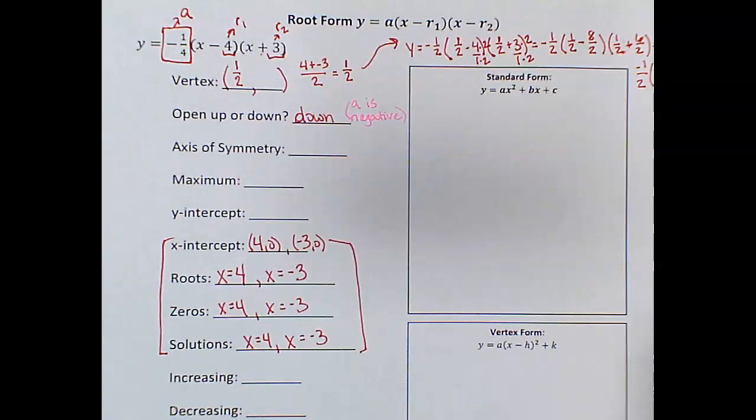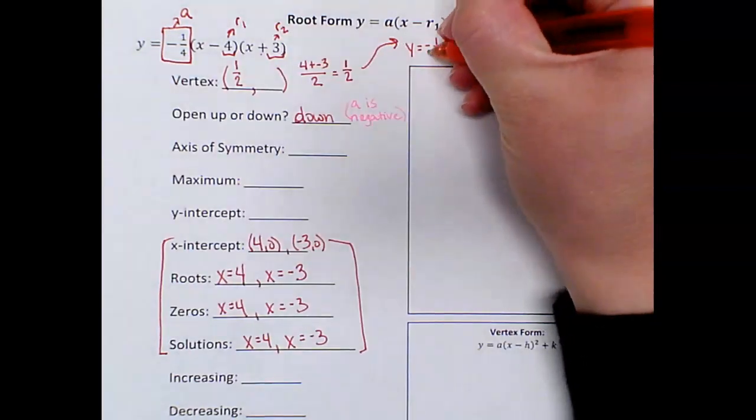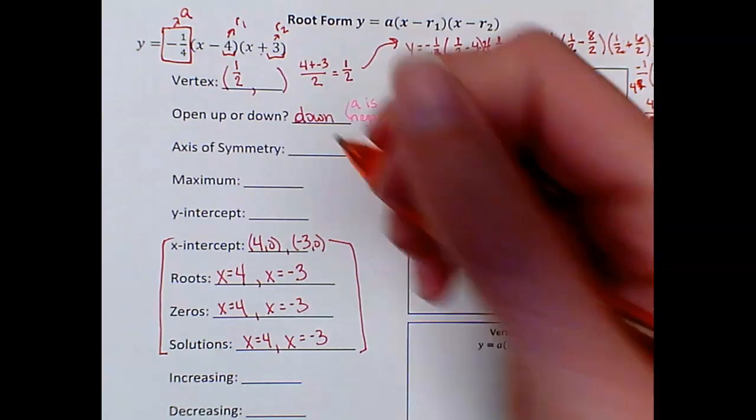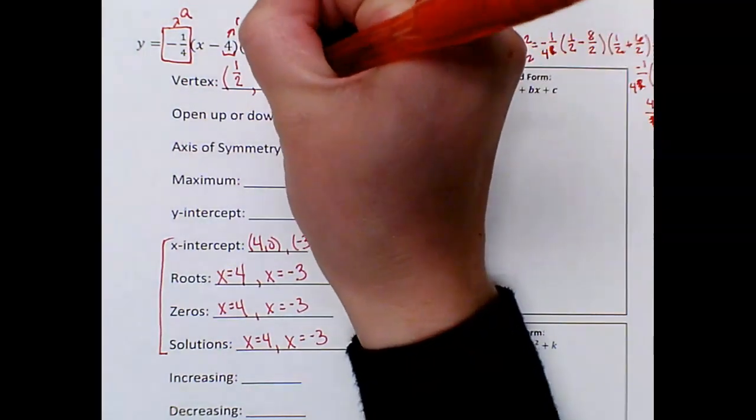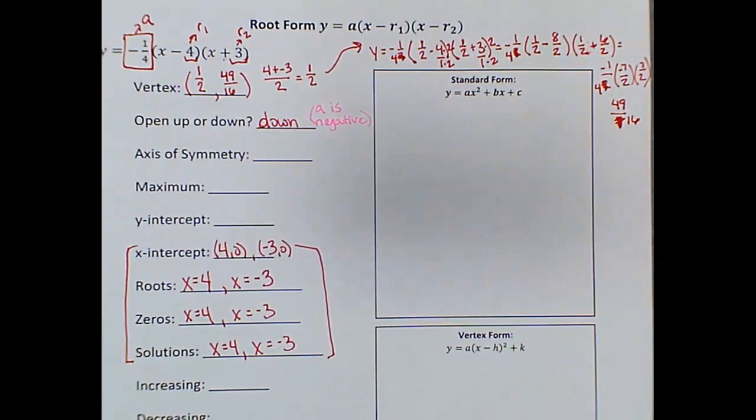So when I multiply all of these together, negative times negative is a positive. 1 times 7 times 7 is 49. 2 times 2 times 2 is, ooh, no it's not. What did I do wrong? What's my a value? -1/4, so this should have been a 4 under here. So 4 times 2 times 2 is 16. So 49/16 is my y value of the vertex. Ooh, not exactly my favorite number, but that's okay.